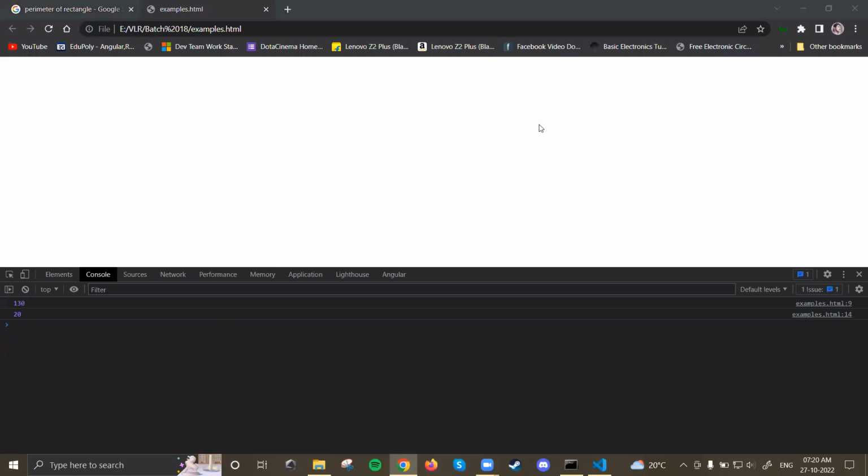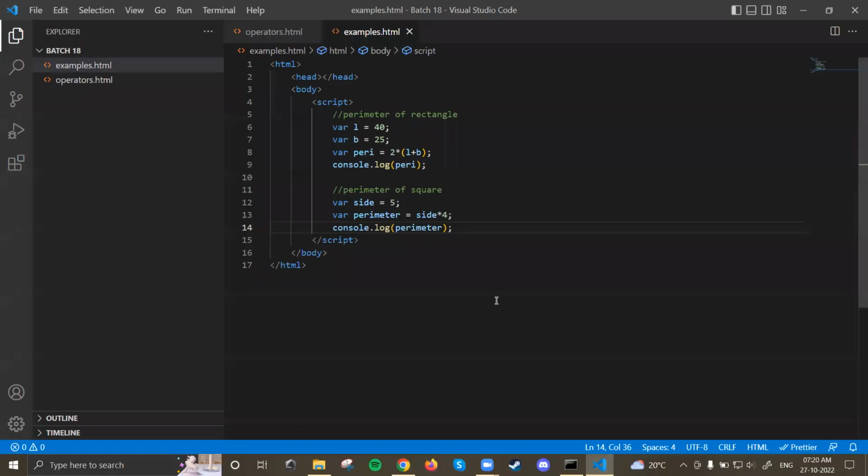Okay, fine. Now if you observe here, this is perimeter, no problem. So we have to add all the sides. That's why we are doing this. So this way you can find the perimeter of anything.